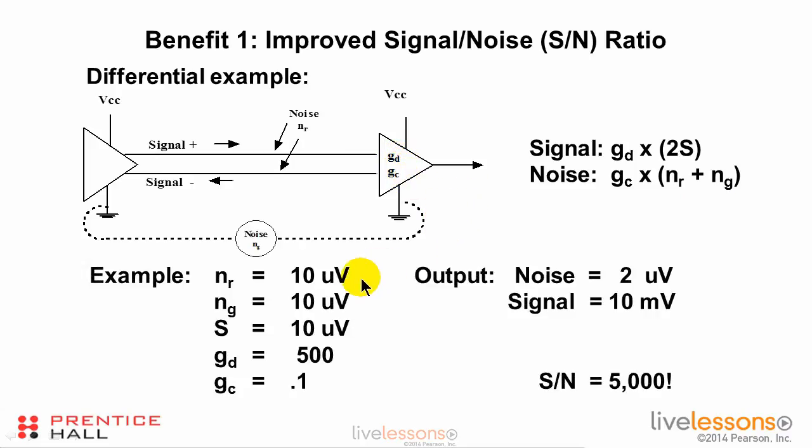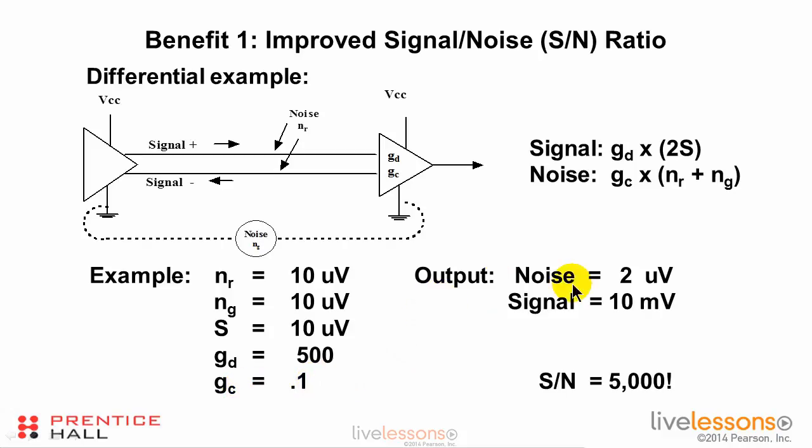So here are some suggestive numbers. Let the noise be 10 microvolts again, the ground noise be 10 microvolts, the signal be 10 microvolts, the differential gain be 500, and the common mode gain be 0.1. Now, in an ideal amplifier, the common mode gain would be 0. The amplifier would be completely responsive to the differential signal and would completely ignore the common mode signal. In reality, they aren't quite that good, so we'll set the common mode gain at 0.1.